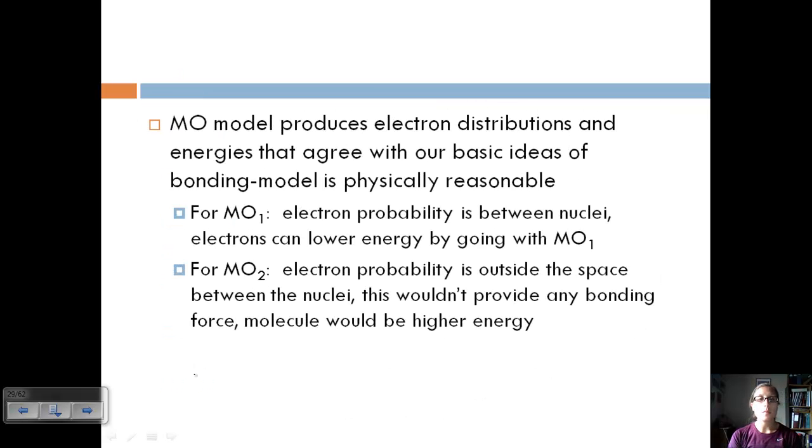So the molecular orbital model produces electron distributions and energies that agree with our basic ideas of bonding, and so we would say that the model is physically reasonable. It does make sense. So for MO sub 1, the electron probability is between the nuclei, and the electrons can lower their energy by going to that orbital, and that's what they're going to do. For MO sub 2, or the anti-bonding, the electron probability is outside the space between the nuclei, and it's not going to provide any bonding force, and it's going to make it higher energy, so they're not going to want to go there.